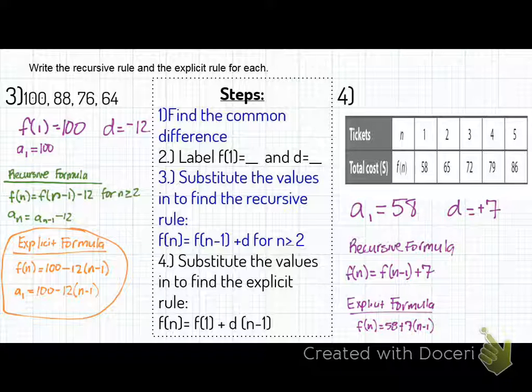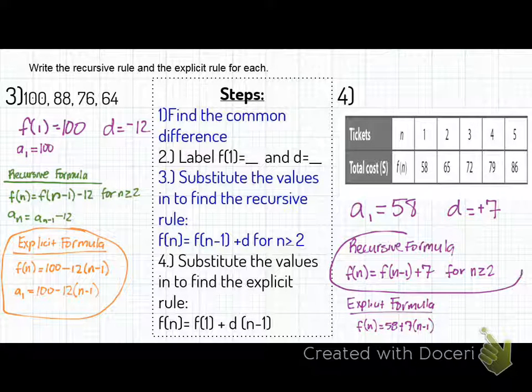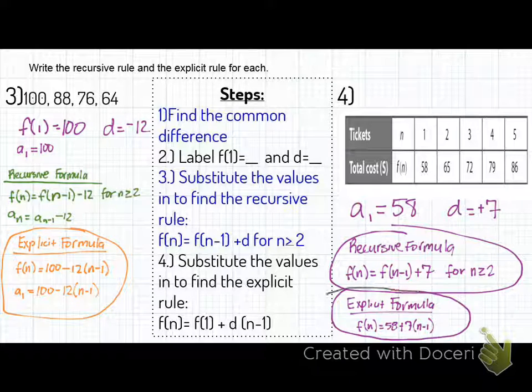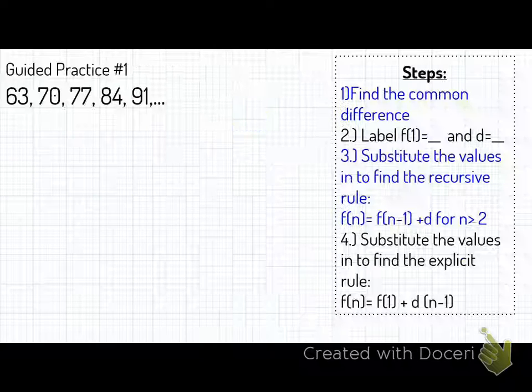Wait, for the recursive formula, don't you need to have n greater than or equal to 2? Yeah, we could put that in. We want to make sure that you can only use it when n is greater than or equal to 2. Do we need it or no? No, you just have to have that assumption, because if you put 1 in, then you get 0, and 0 would not work for this type of formula. That's it.